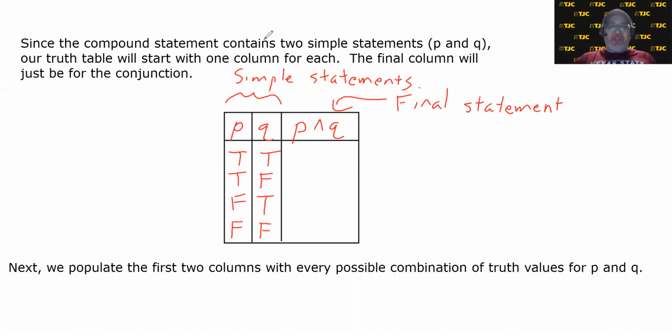But for the sake of consistency, when our truth table involves two simple statements, P and Q to be generic, I will always start the first two columns this way. True, true, true, false, false, true, false, false. The way I look at it is we lock the first one in place and then let the second one cycle through its possible truth values. Then we change the first one and then let the second one cycle through its possible truth values.